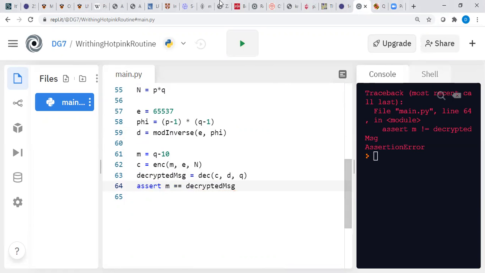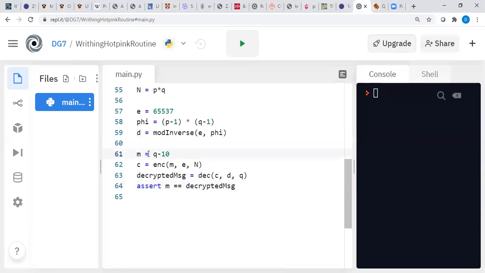Of course, this is not the way you prove things, but I just want to show you one example where I select an m less than q and I can decrypt it successfully, even though I'm using q instead of n.